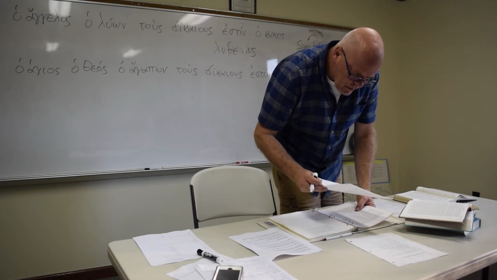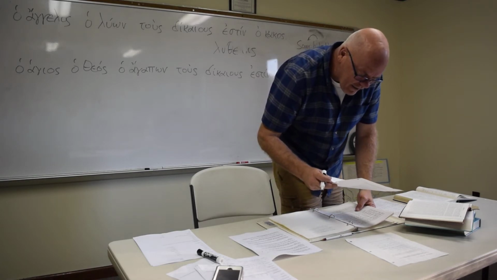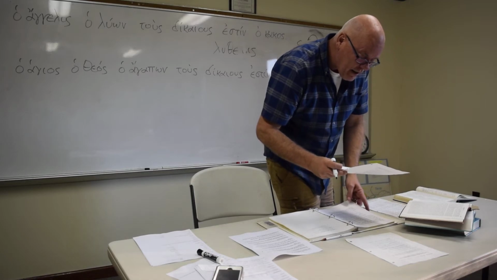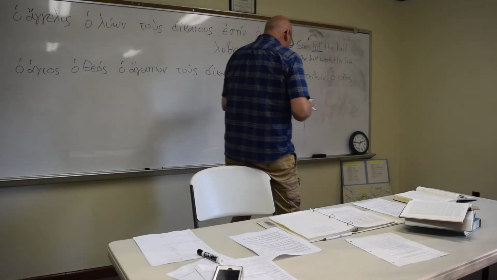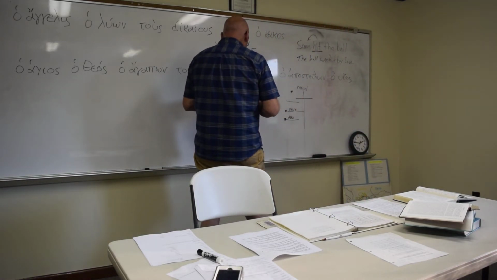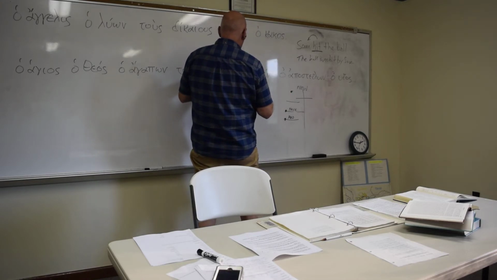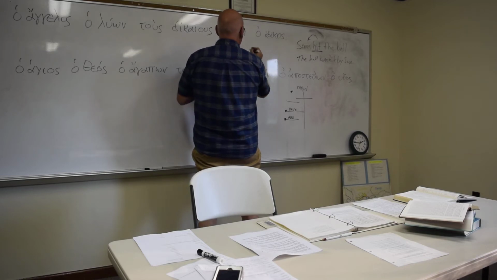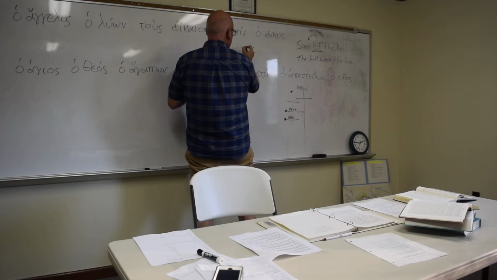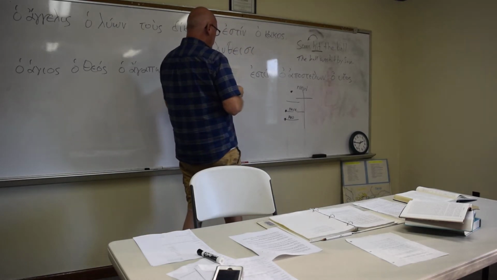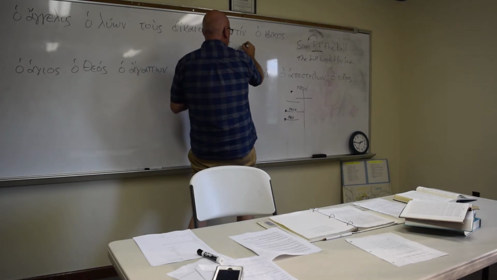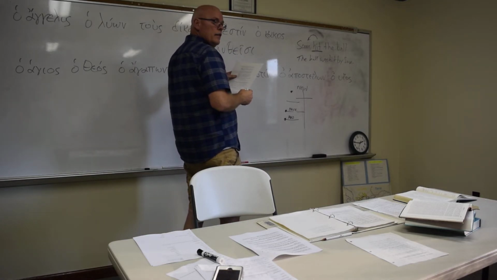Let's make sure I'm getting the right thing here. Theta, eta. Okay, so I've got a dative plural. So what I would have, I've got the sigma, and because of this, then I'm going to put this in there. Okay, you see that? No.